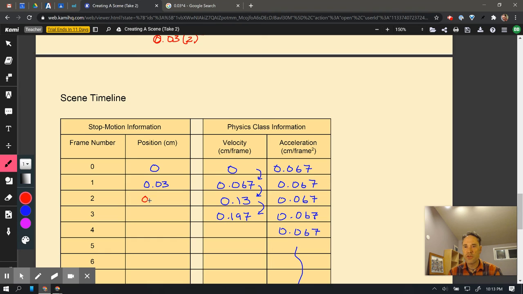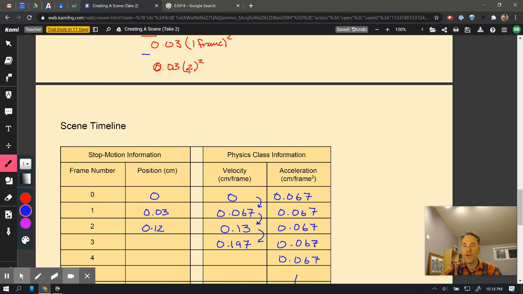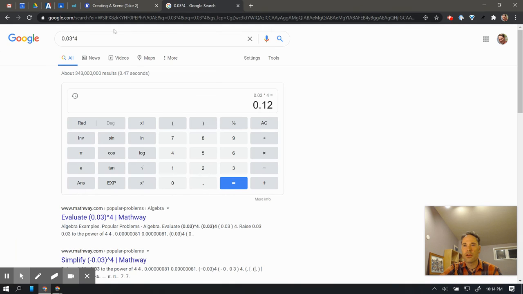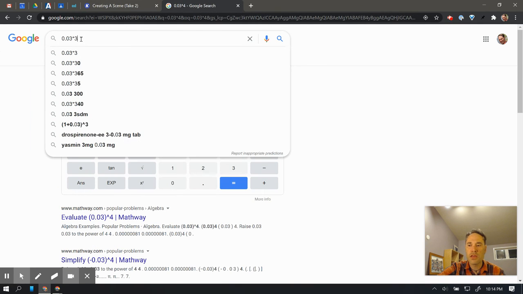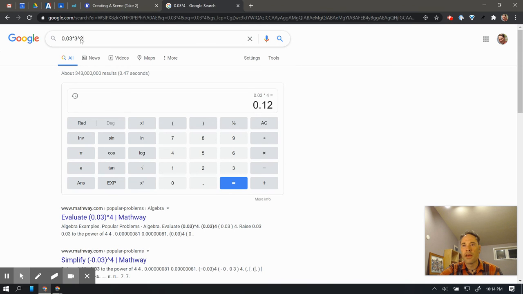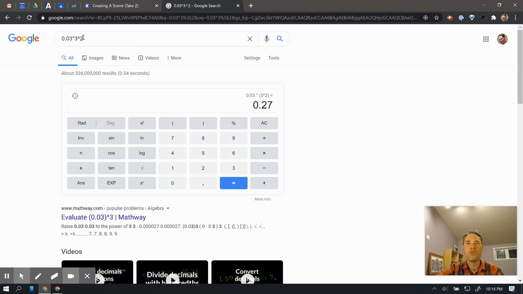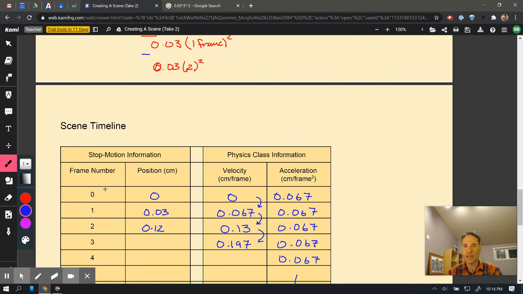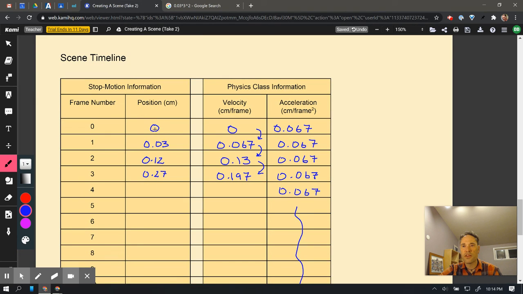So that's 0.12. What's the next one? Now instead of 2 squared, it's the third one, so it's going to be 3 squared. So 0.03 times 3 squared. Let's do that, and we walk away with 0.27. Now we're going to plug that one in: 0.27. That is starting to look different from this side. So here we go. We've got positions that are starting to creep up and velocities which are adding up by this point. I've done about as much as I want to do by hand.